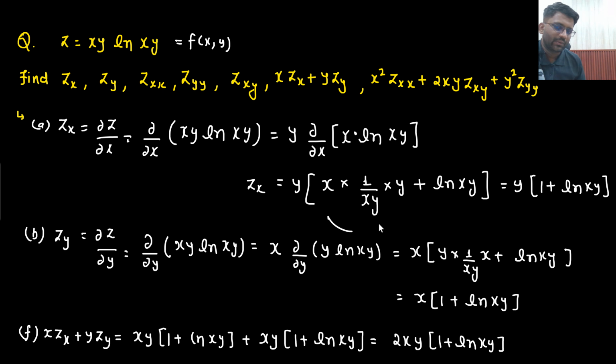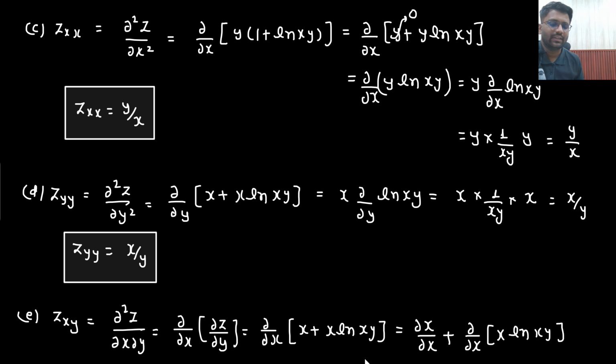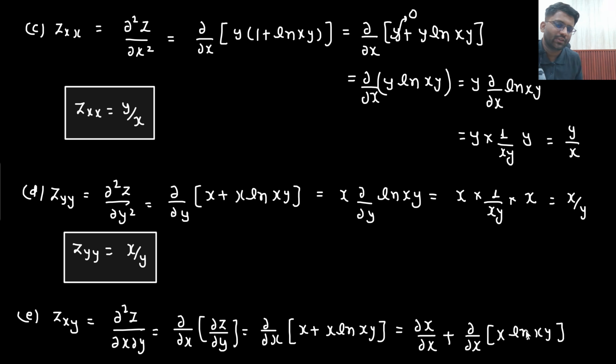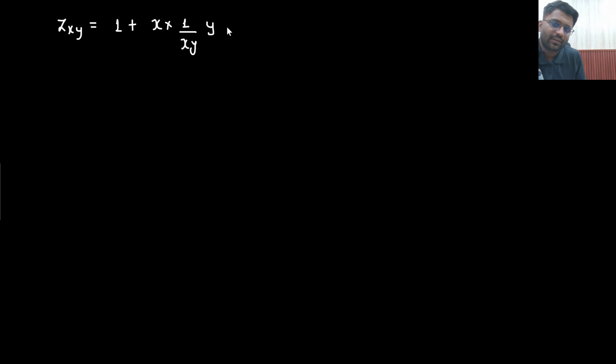Understandable? So x into ln xy, although here we have already done, but still let's do it again. Del x by del x will be 1, plus u into v I will apply. x as it is, differentiation of ln xy will be 1 by xy, then differentiation of xy with respect to x, y will be constant, plus ln xy as it is, then differentiation of x will be 1. So what is the answer we are getting? 2 plus ln xy.